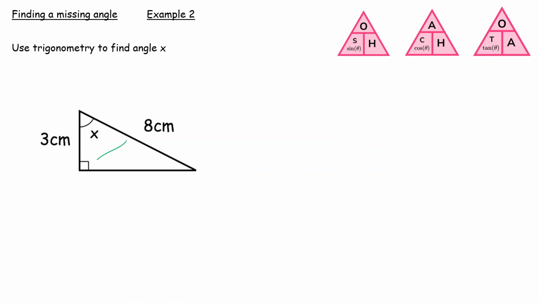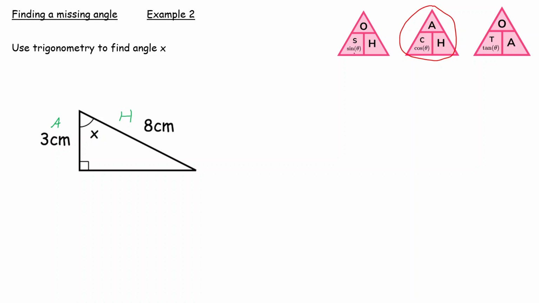You've then got the longer side opposite the right angle, which is the hypotenuse, and then the remaining side next to, adjacent to, the angle is your adjacent side. So there we go, I've got my triangle labelled up. I've got A and H. Well, it can't be SOH because there's no O, and it's going to be CAH because I've got A and H. And again, I'm trying to find the missing angle x.